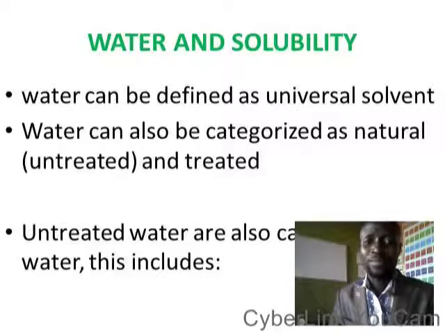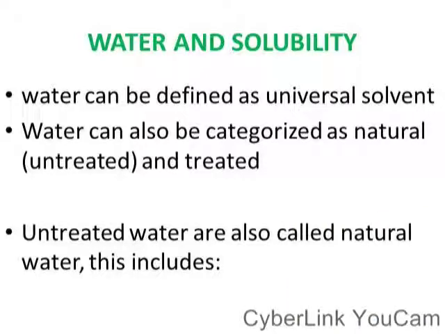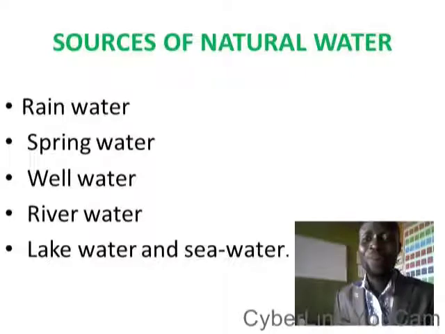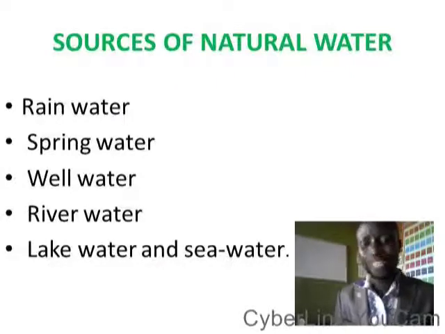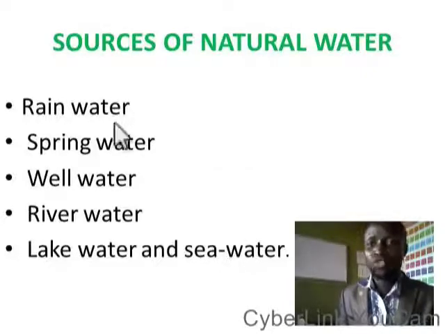Look at it. Waters that are not treated are also called natural water. Examples of natural or untreated water are: number one, rainwater; number two, spring water; number three, well water; number four, lake and sea water.